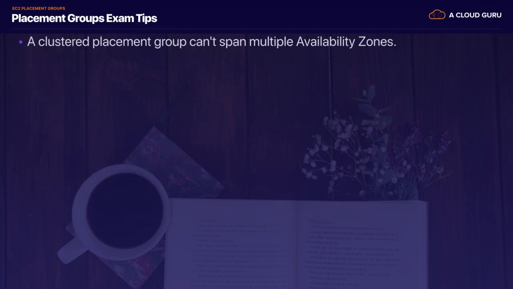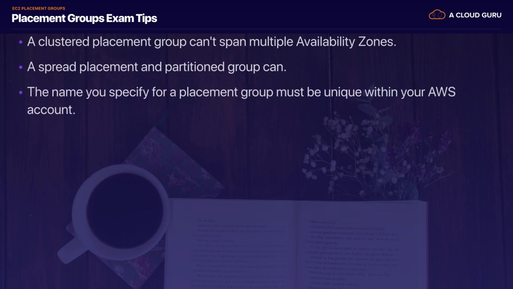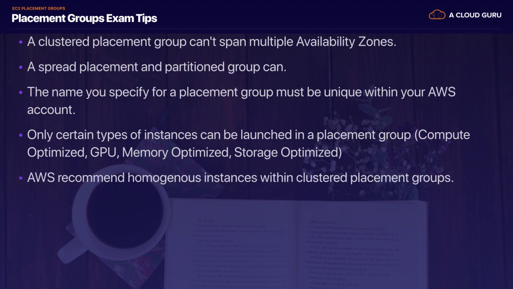A clustered placement group can't span multiple availability zones, whereas a spread placement group and a partitioned placement group can, but they still have to be within the same region. The name that you specify for a placement group must be unique within your AWS account. Only certain types of instances can be launched in placement groups, things like compute optimized, GPU, memory optimized, and storage optimized. AWS recommends homogeneous instances within clustered placement groups. So if you are doing a clustered placement group, you want to have the same EC2 instance types inside that clustered placement group, or at least that's Amazon's recommendation.